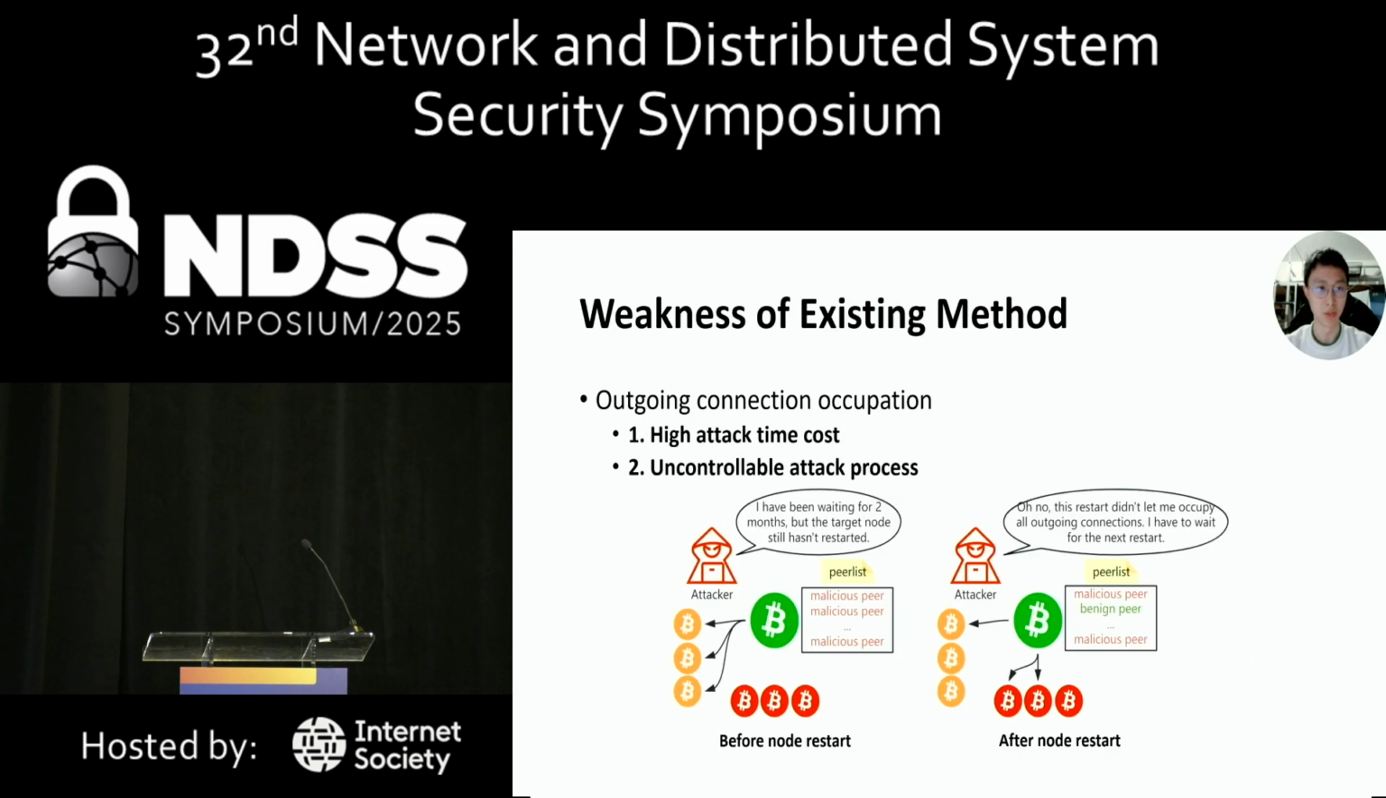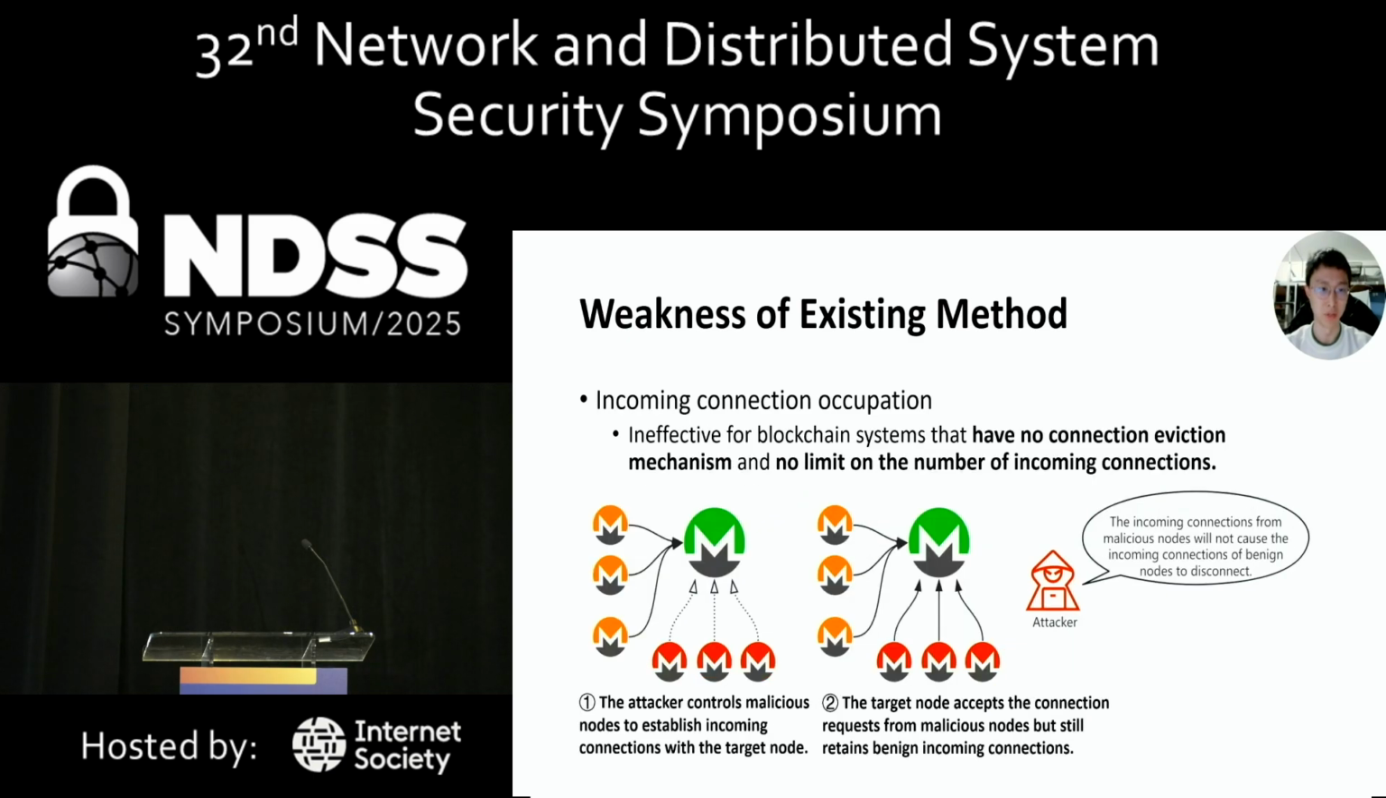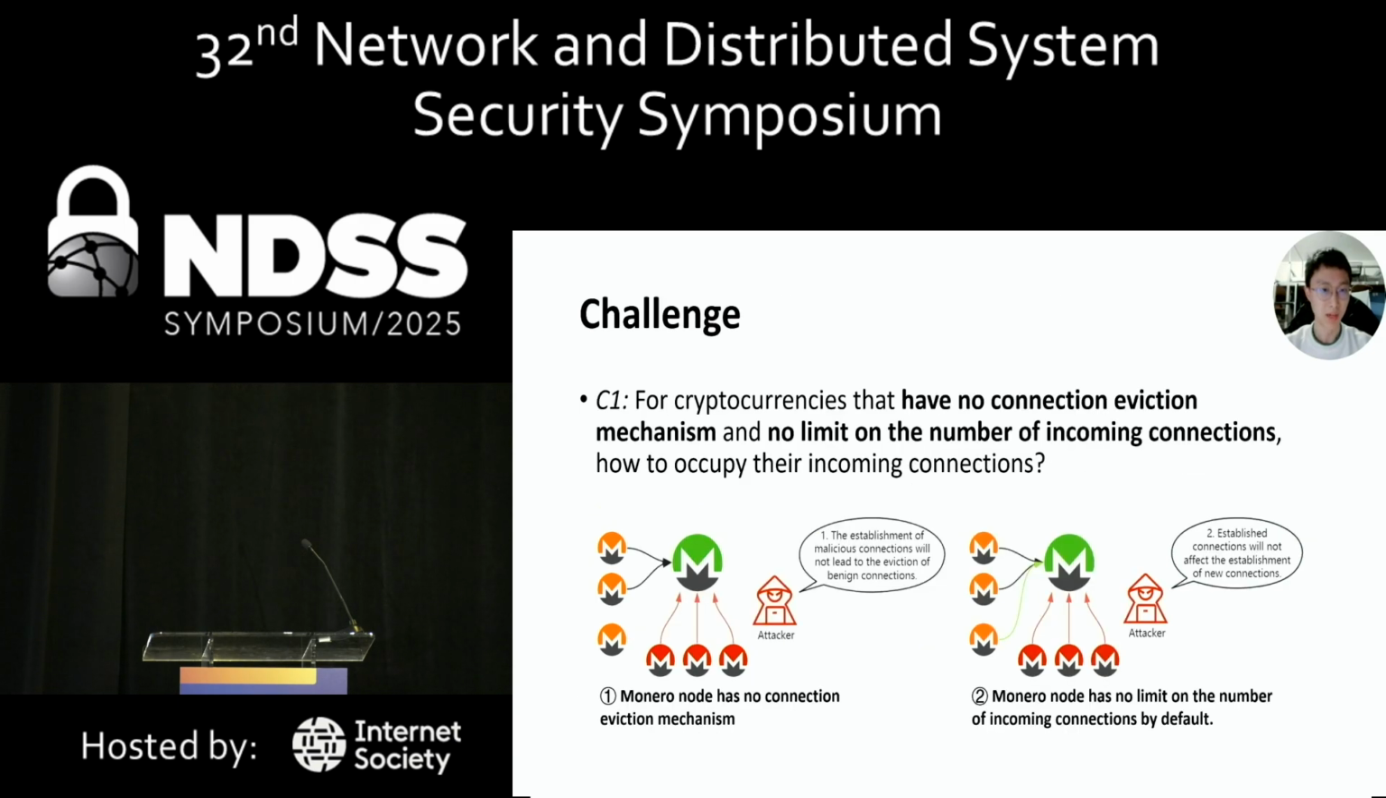However, existing methods have some limitations, making traditional Eclipse attack methods inapplicable to the Monero network. First, for the occupation of outgoing connections, since it requires filling the node's peer list and waiting for the node to restart to trigger the occupation process, the attack is uncontrollable and time-consuming. As for the occupation of incoming connections, Monero does not have a connection eviction strategy and has no default limit on incoming connections, making the existing methods completely ineffective in Monero. The two points mentioned above are also the main challenges our work faces.